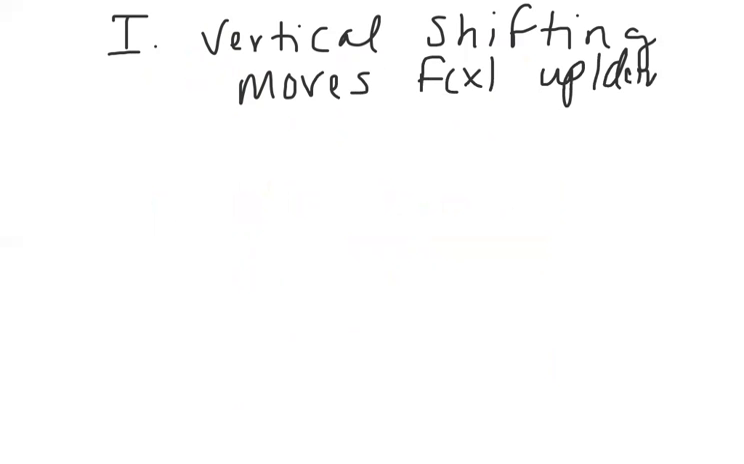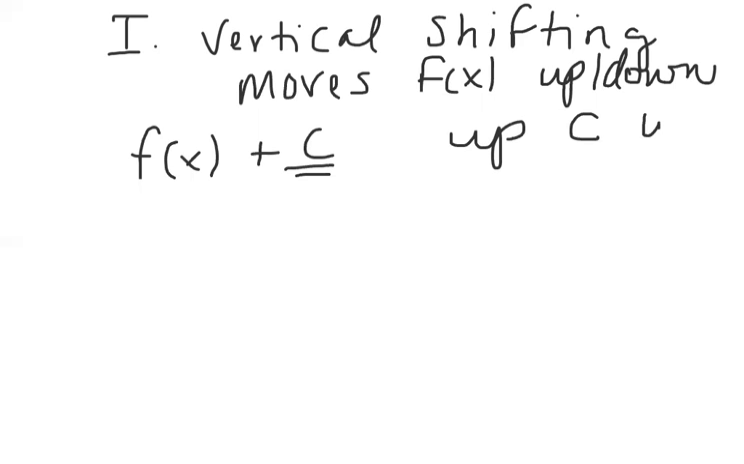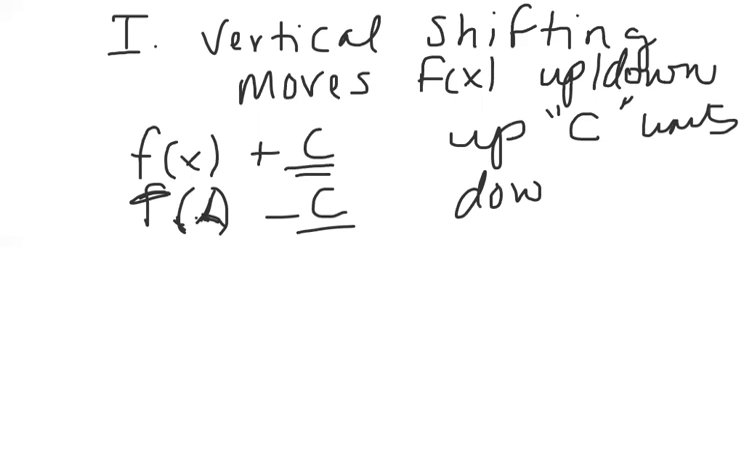in the same direction. So if you've got f of x plus c, this plus c on the outside moves the graph up c units. Now, if it was f of x minus c, that minus c would move the graph down c units, okay? So the vertical shifting occurs outside the function and it moves the graph up or down in the same direction.